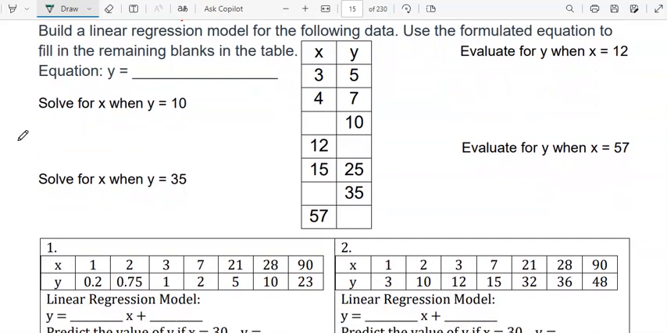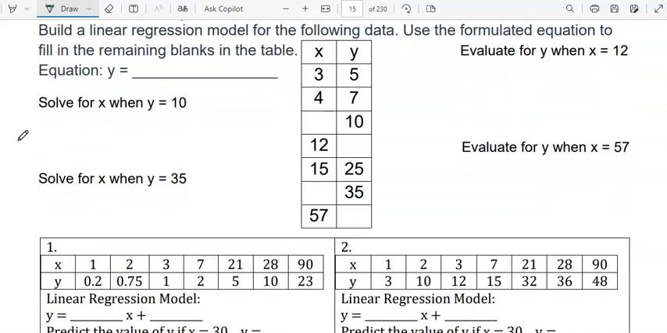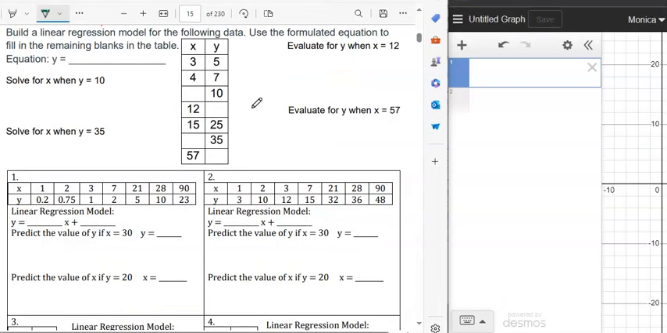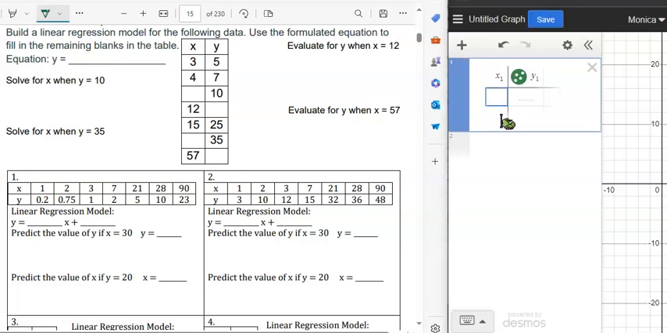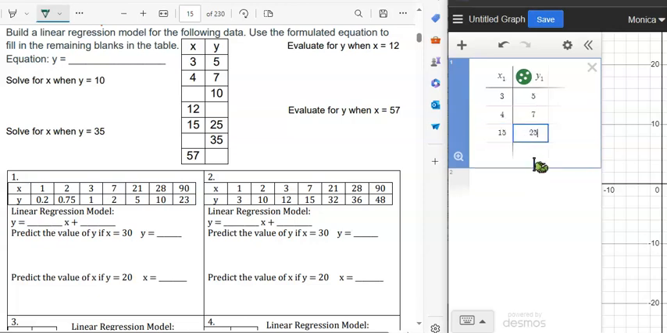Build a linear regression model for the following data. Use the formulated equation to fill in the remaining blanks in the table. So when we're given a table, you want to put it into a calculator such as Desmos. Type only the data values that have both x and y filled in. So we're going to skip the one that has 10, the one that has 12, and then just go to the one that has 15 and 25.